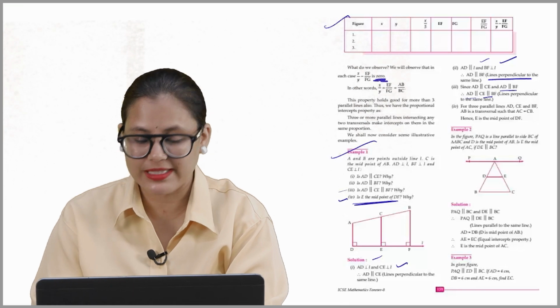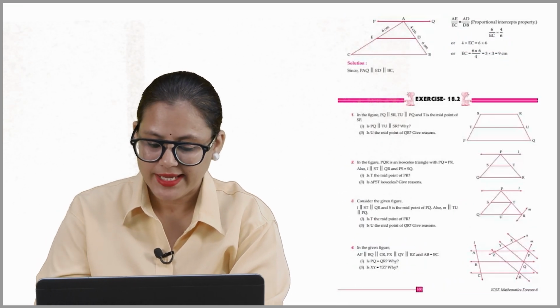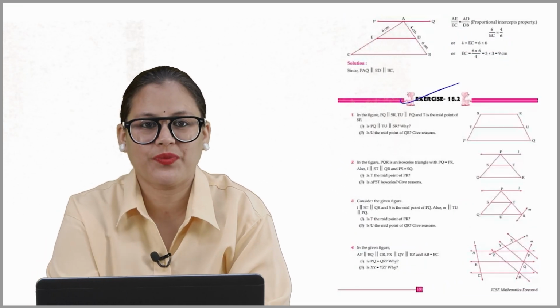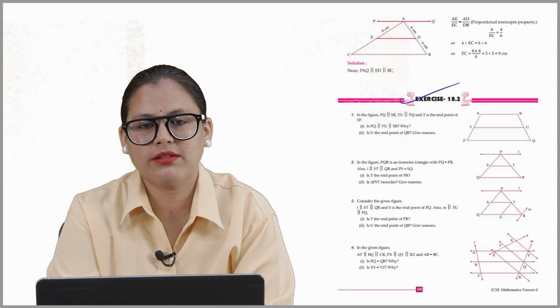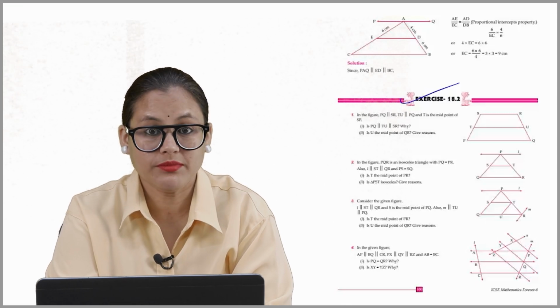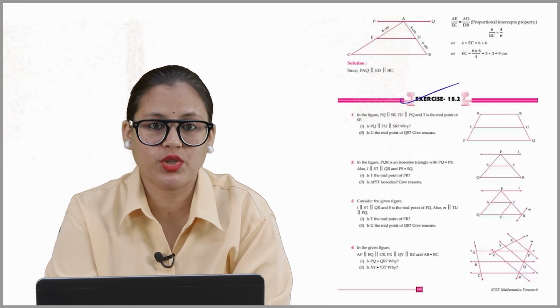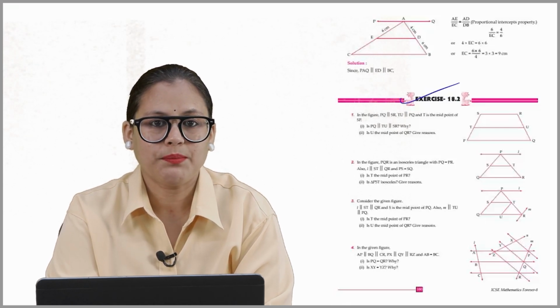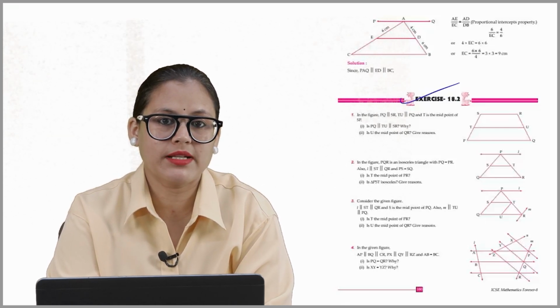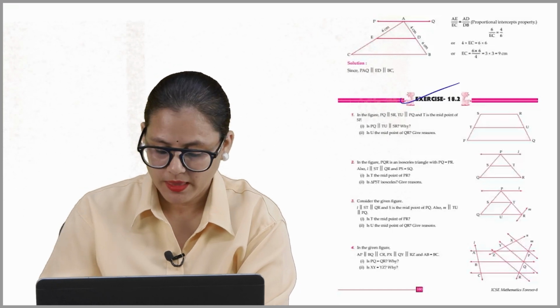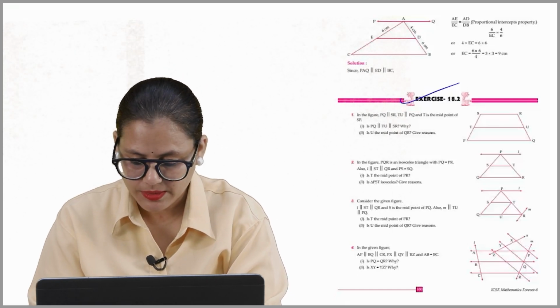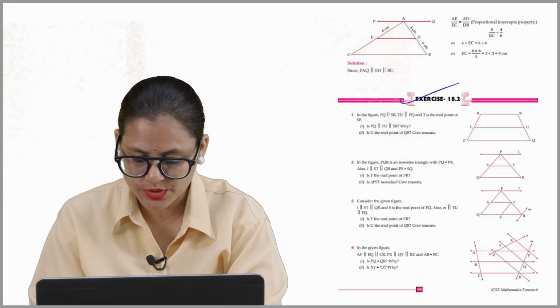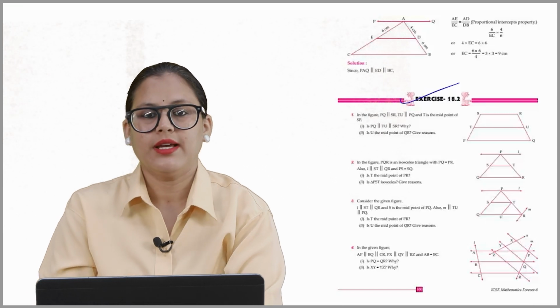Similarly, you will do other examples also. Okay, exercise 18.2. In the figure, PQ is parallel to SR. TU is parallel to PQ and T is the midpoint of SP. Is PQ parallel to TU parallel to SR? Why? We have to tell whether PQ is parallel to TU parallel to SR.